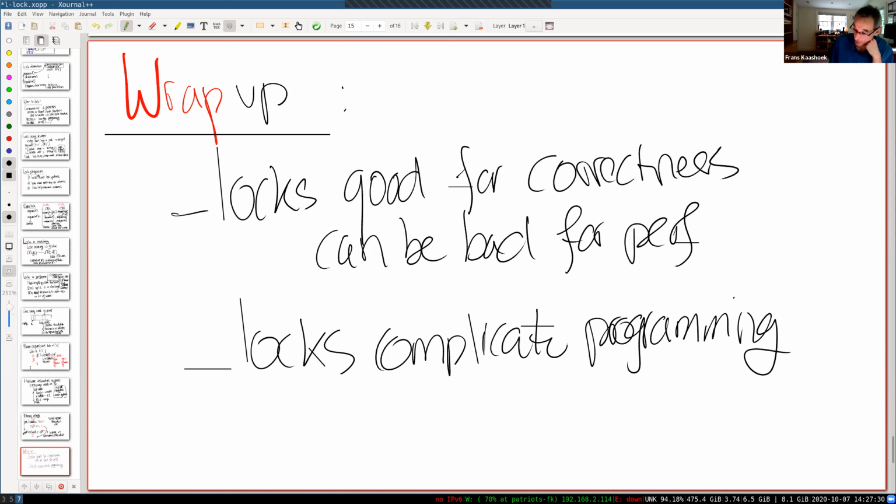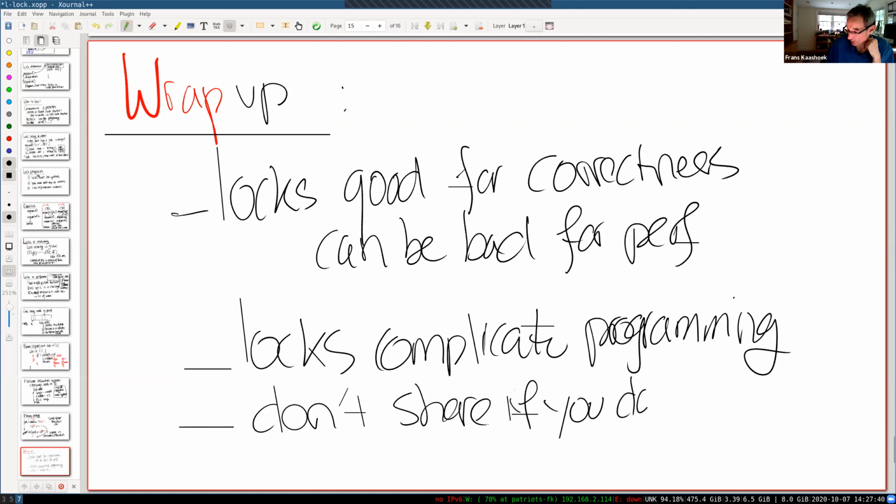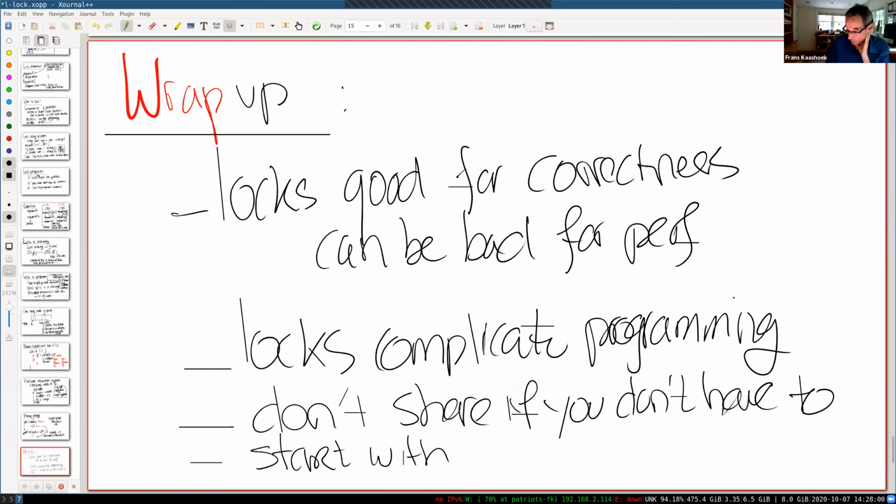If you want to avoid the complications due to locks, there are a couple of things you could do. Don't share if you don't have to. If you don't have shared data structures, these race conditions cannot happen, and so you don't need locks, and you don't need this complicated programming. But typically you will have some shared data structures, and you will need locks. I think the thing to do is start with coarse grained, and then move to fine grained if necessary based on measurements. You want to make sure that the lock is actually contended before you start redesigning.